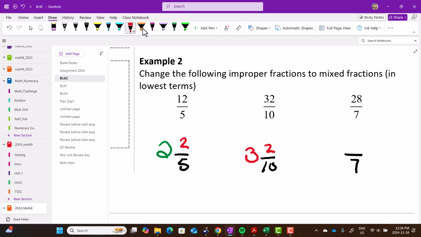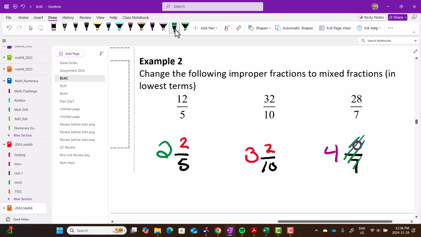7 fits into 28. Rylan. 4 full times. How many more do we need? What's 4 times 7? 28. So we need 0 more. Now, here's the thing. It fits in perfectly, so we shouldn't say 0 out of 7. We should just say 4. We don't need the 0. It fits in perfectly.